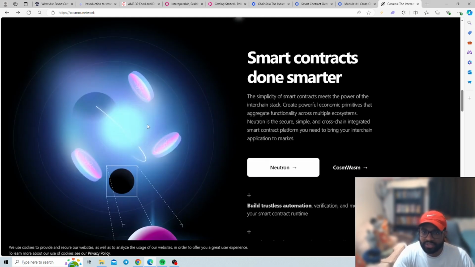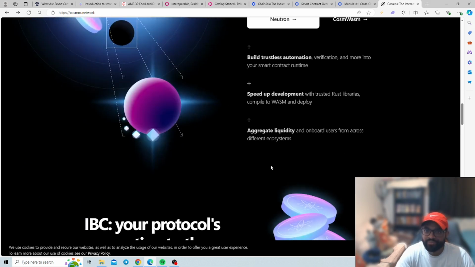But smart contracts done smarter. The simplicity of smart contracts meets the power of the interchain stack, creating powerful economic primitives that aggregate functionality across multiple ecosystems. Neutron is a secure, simple, and cross-chain integrated smart contract platform to bring your interchain applications to market. So you build trusted automation, verifications, and more into your smart contract routine. Speed up development with trusted Rust libraries, compile to WASM and deploy.